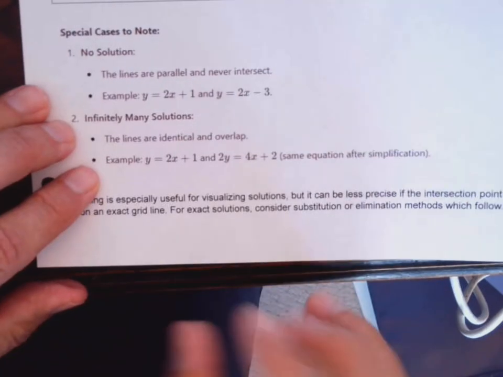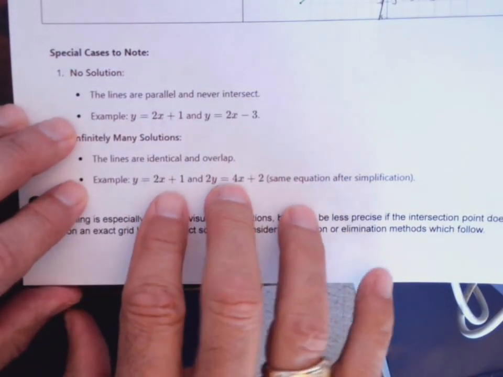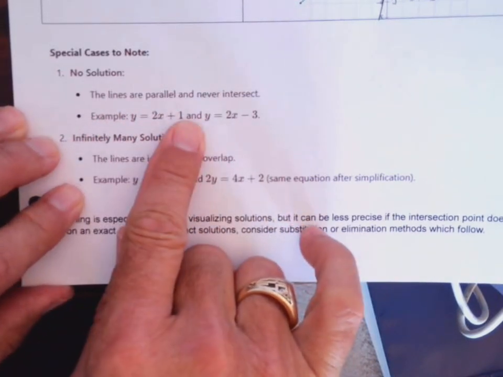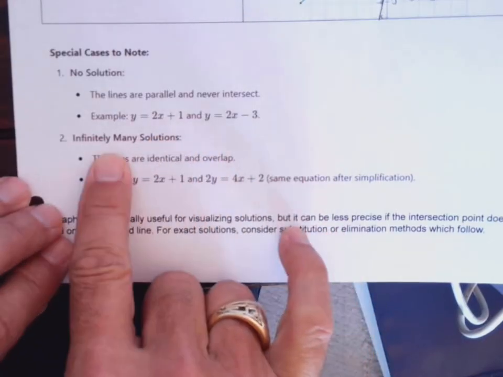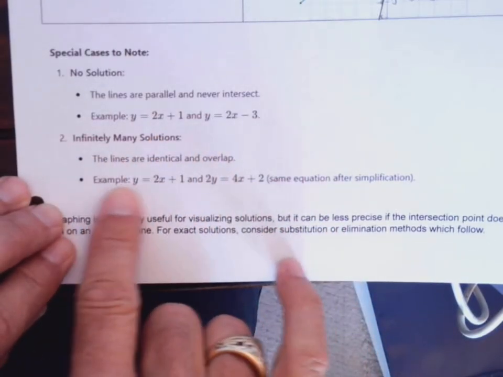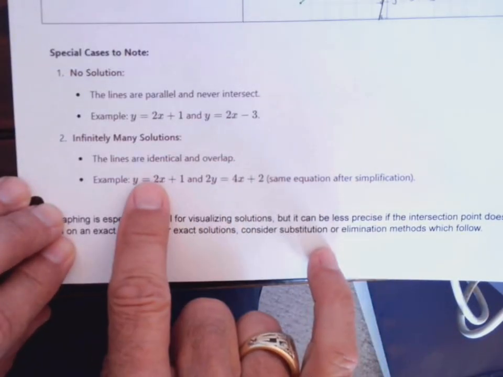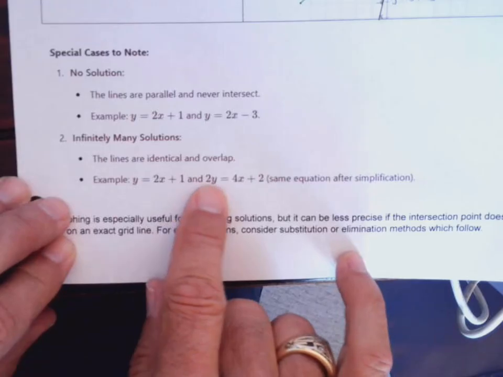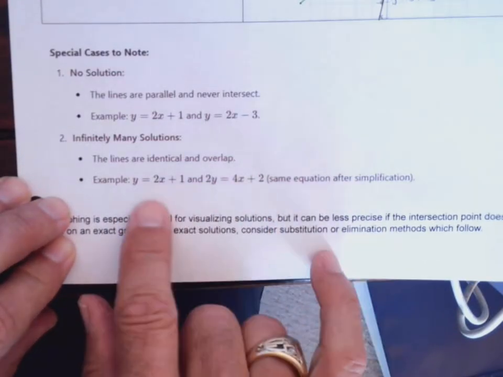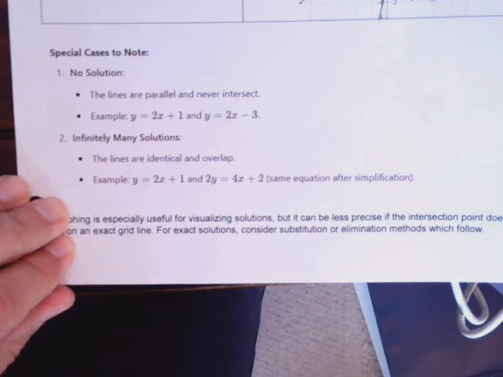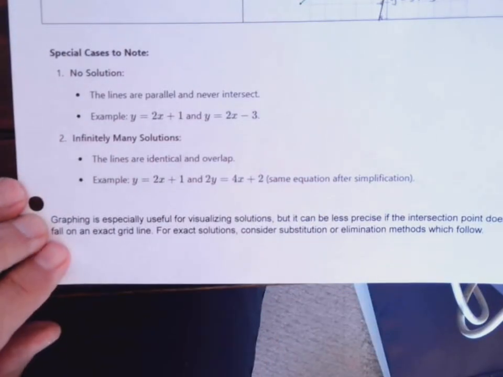Some special notes: you'll get no solution if the lines are parallel. Parallel lines never cross, so you'll get no solution. If you graph it parallel, they won't intersect at all. And if it ultimately is the same line, these both don't look like the same line initially, but if I divide this second equation by 2, I get exactly the first equation. So those are identical lines, and that would have infinitely many solutions. Okay, so that's graphing.